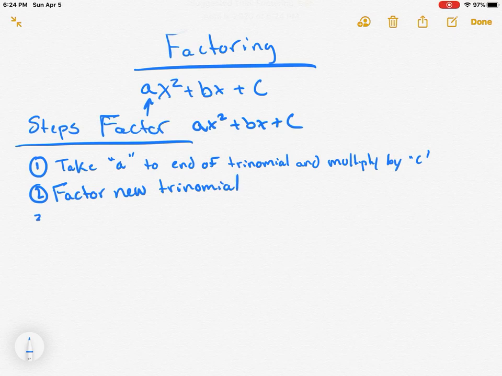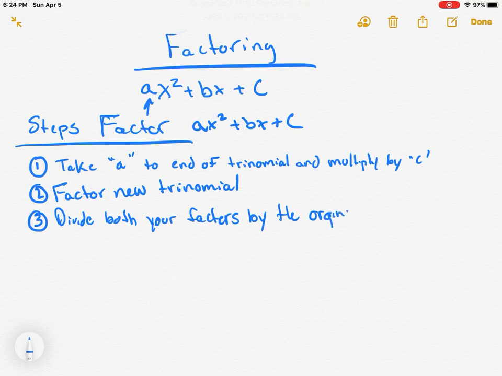Now we cannot forget about that a. We have to then take that a and divide the new factors by that original a term. So divide both your factors by the original a term.